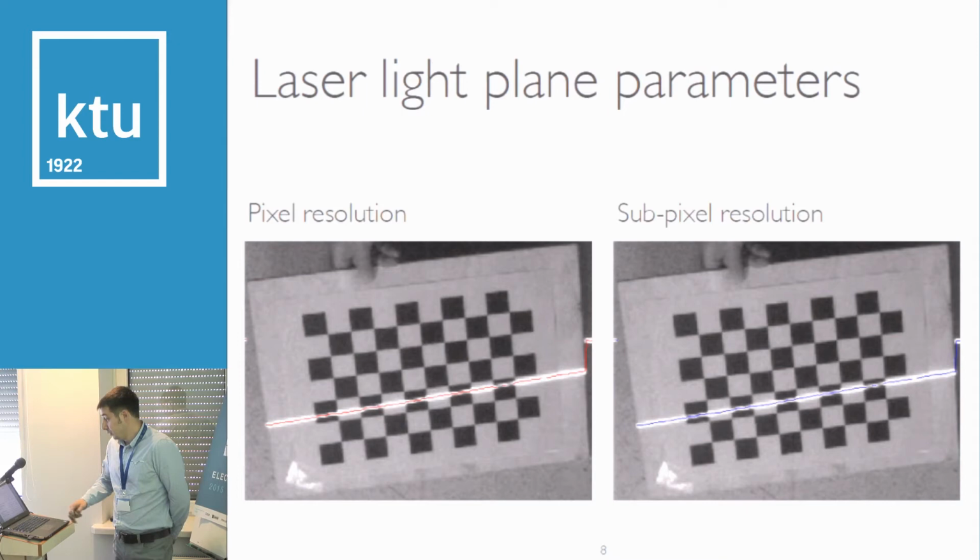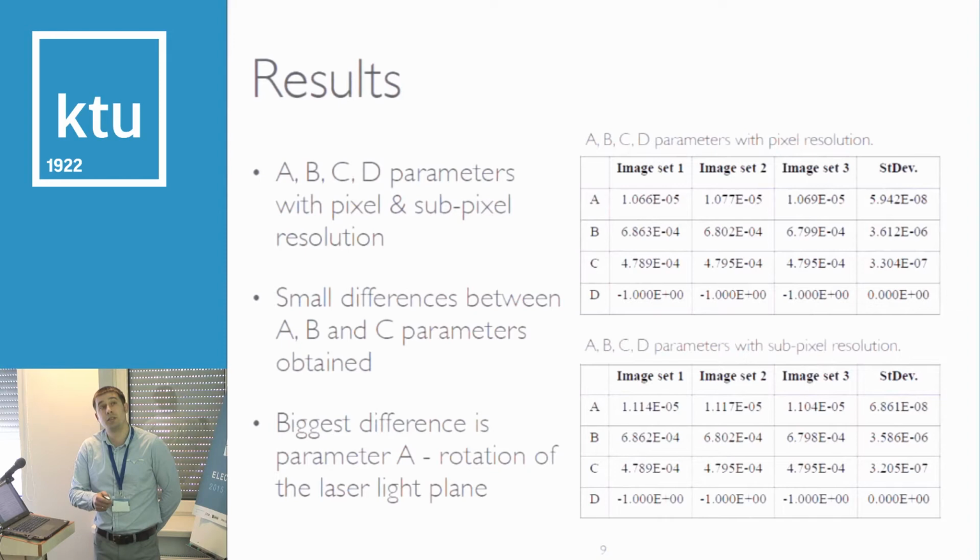Here you can see the results that we gained with different image sets. This is with a pixel resolution laser line detection method, and also the subpixel resolution laser line detection method. The changes of the parameters are quite small, but the biggest variation is the parameter A, which is actually the rotation of the laser light plane.